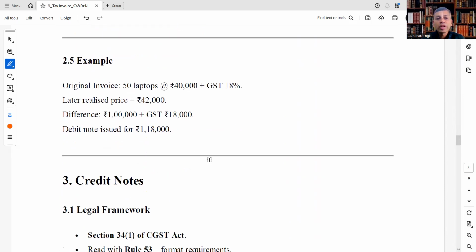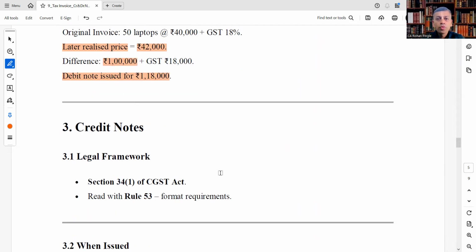Let's see the example. Original invoice: 50 laptops at rupees 40,000 plus GST 18%. Later realized price is rupees 42,000, so 2,000 would be higher than the original invoice. The difference will be 50 laptops into rupees 2000, which is rupees 1 lakh, plus GST 18,000. Debit note issued for rupees 1 lakh 18,000. Okay, hope you understand.